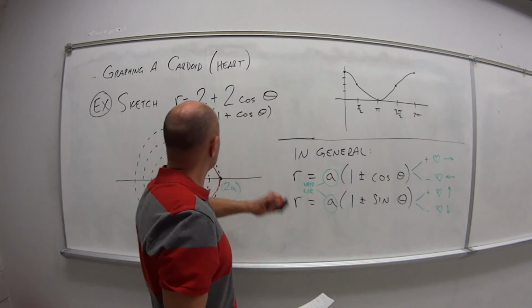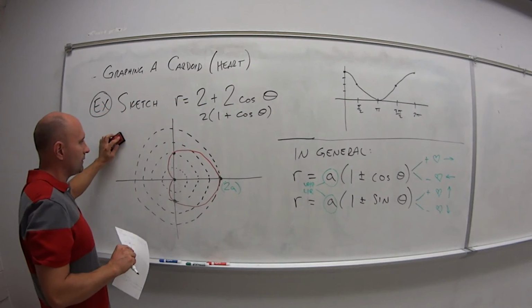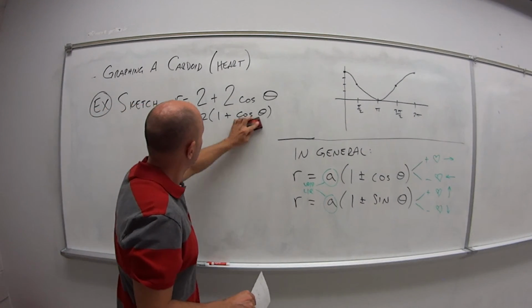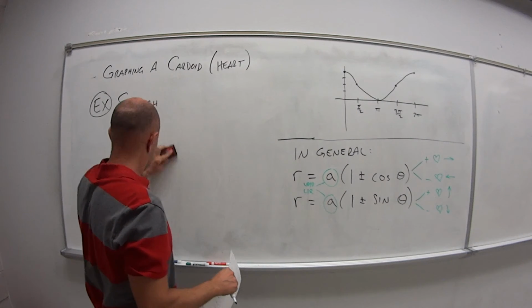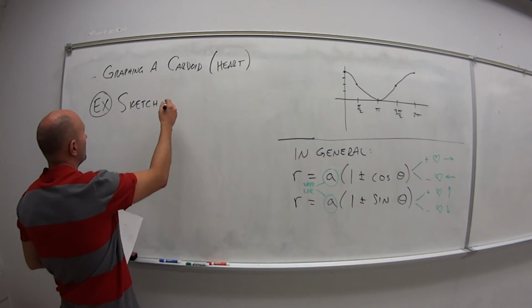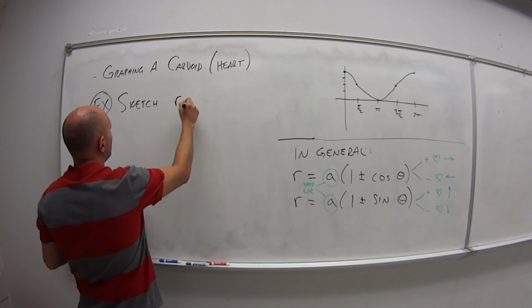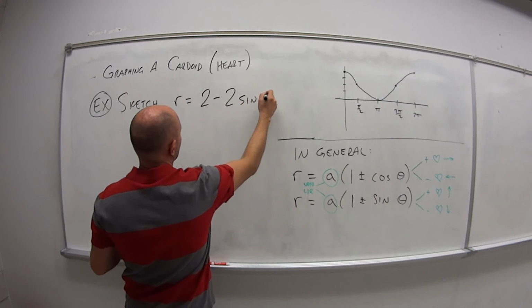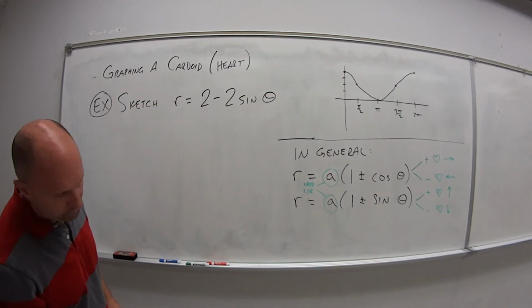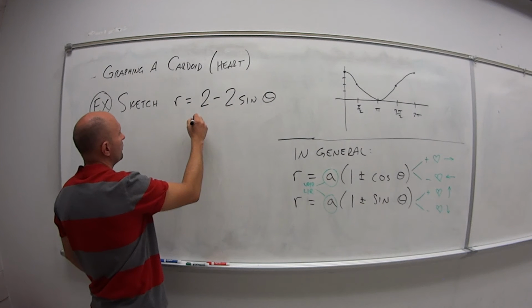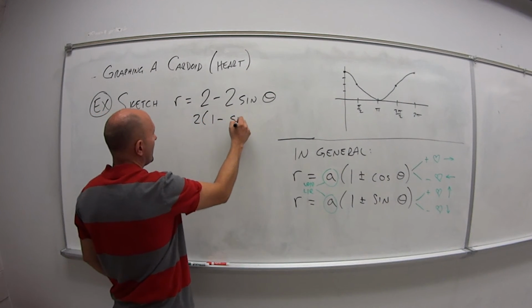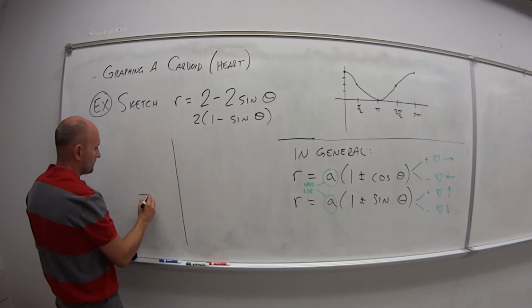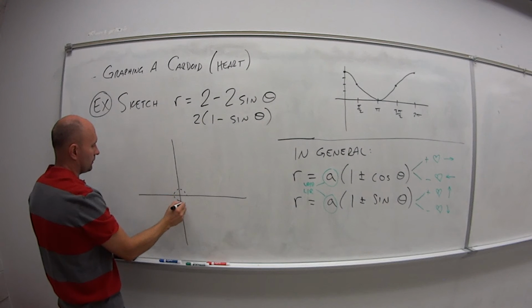So let's look at another example. If you want to pause that, write that stuff down. I'll leave the in general graph so we can reference back to that. For this one, I want to sketch r is equal to 2 minus 2 sine of theta. If I factor out a 2, I get 2 times 1 minus sine of theta. So let me sketch my graph here with a couple of rings.